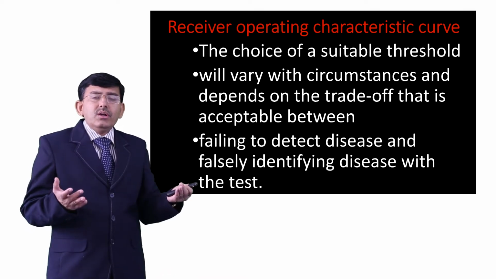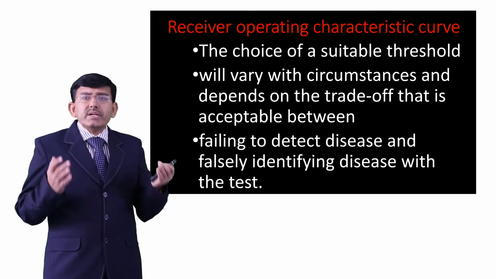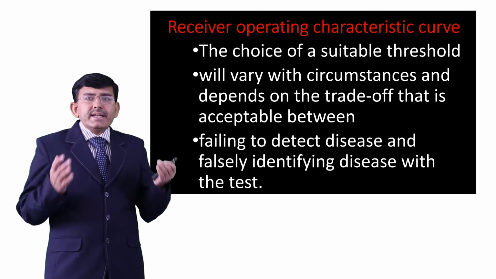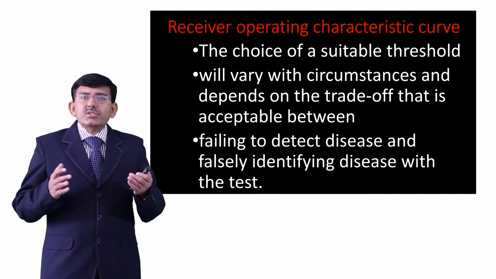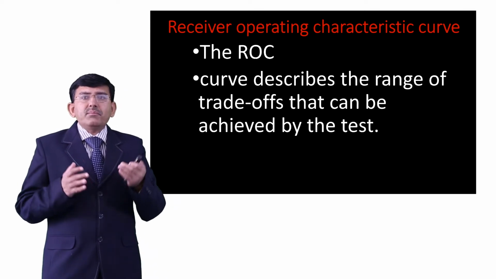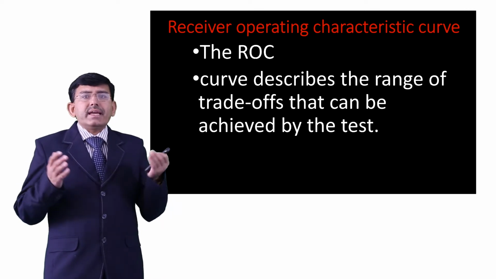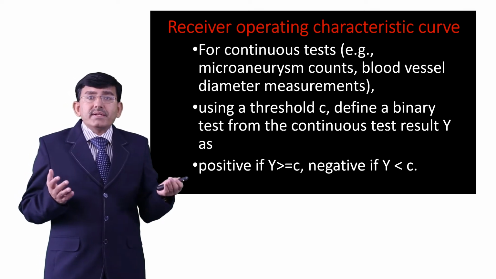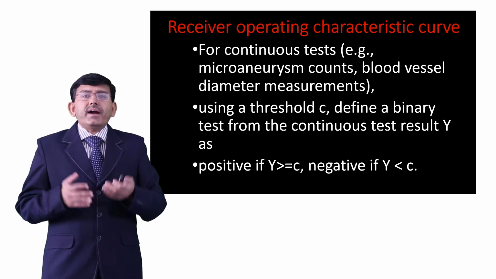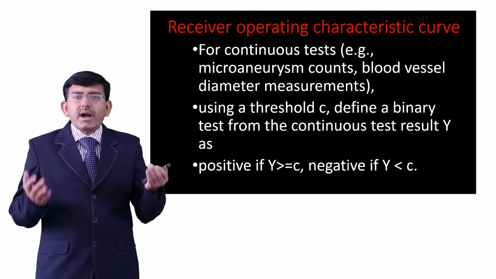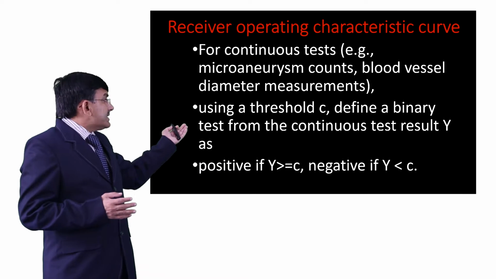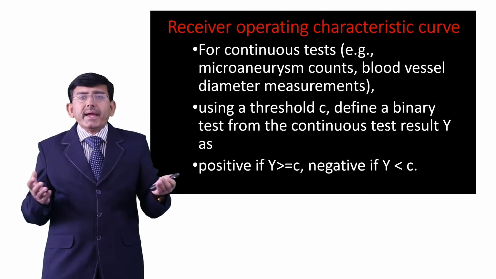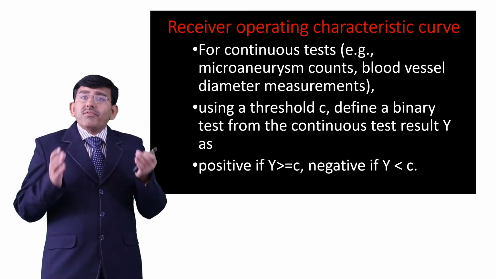The choice of suitable threshold will vary with circumstances, and it also depends on the trade-off that is acceptable between failing to detect disease and falsely identifying disease with the test. The ROC curve describes the range of trade-offs that can be achieved by the test. For continuous tests, for example microaneurysm counts currently present on a fundus image, or blood vessel diameter measurements, use a threshold C. Define a binary test from the continuous test result Y as positive if Y is greater than or equal to C, and negative if Y is less than C. This way we compare and take a proper decision to have a good further plan.